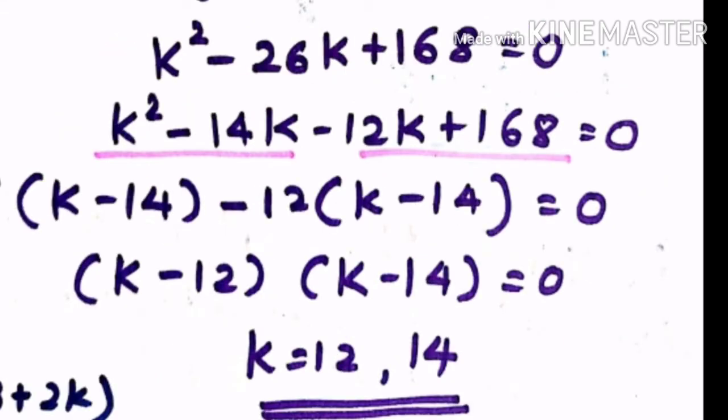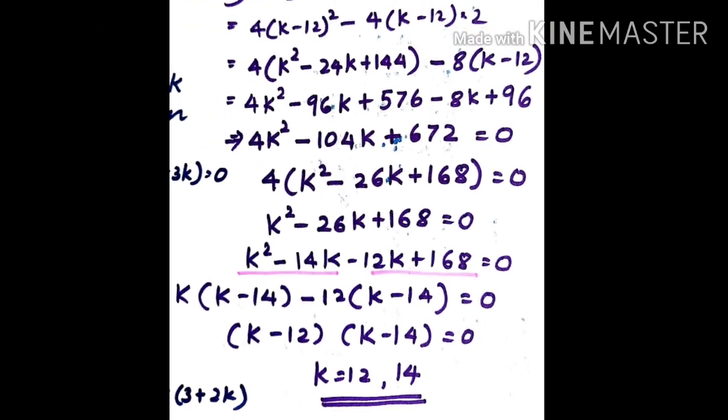Now I take factors of 168 to get my middle term minus 26, and the factors will be minus 14 and minus 12, so that you can see. Now from the first two terms take k common, k(k minus 14) minus 12(k minus 14). So we get (k minus 12)(k minus 14) two brackets, and then the value of k is equal to 12 and 14. So here also we found our value of k. In the rest of the questions also you apply the same method, you will get your k value.